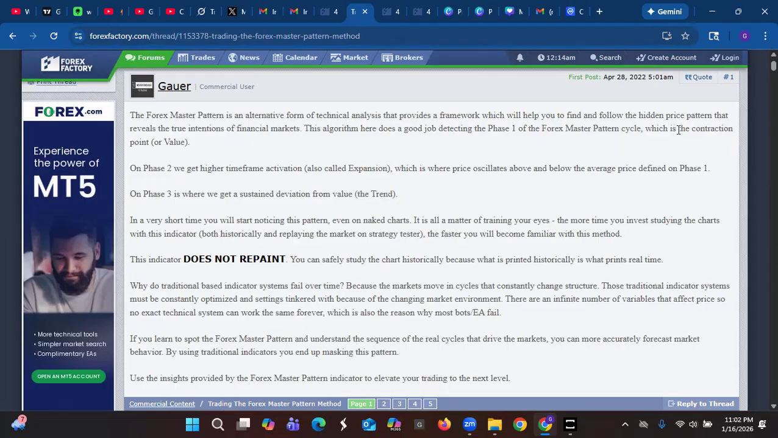Phase one is the contraction. Phase two, we're going to go to higher time frames, right? It's called the expansion. Phase one is called contraction. Phase two is called the expansion. Another word for expansion, if you look it up, is the manipulation phase. Phase two is manipulation. We don't trade here. Phase three, we got the trend. This is the money area right here. We take the trend, we follow the trend, we take our trades.